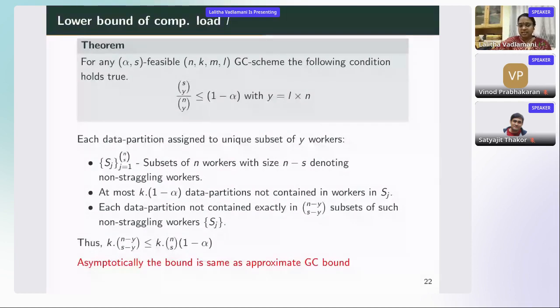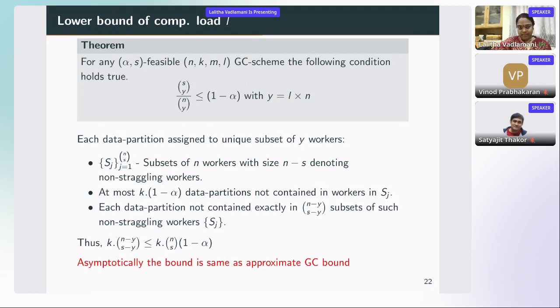So every data partition is assigned... okay, wait a minute. Yeah, sorry, the number of data partitions will be just, I think, n choose y, so that's what it has to be. Here I have not exactly mentioned what it is, but each data partition is assigned to a unique subset of y workers, right? So that way I think it has to be n choose y.